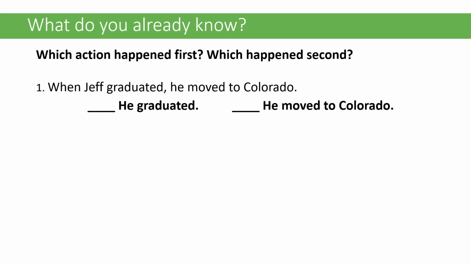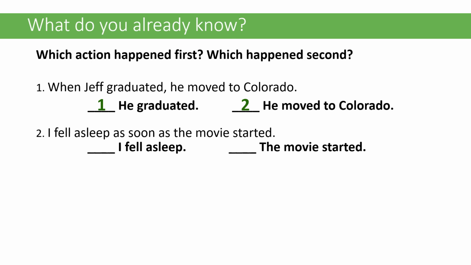So take a look at this sentence and say which one happened first and which one happened second. When Jeff graduated, he moved to Colorado. So the action that happened first and second. I fell asleep as soon as the movie started. The action that happened first, the movie started, and second, I fell asleep.